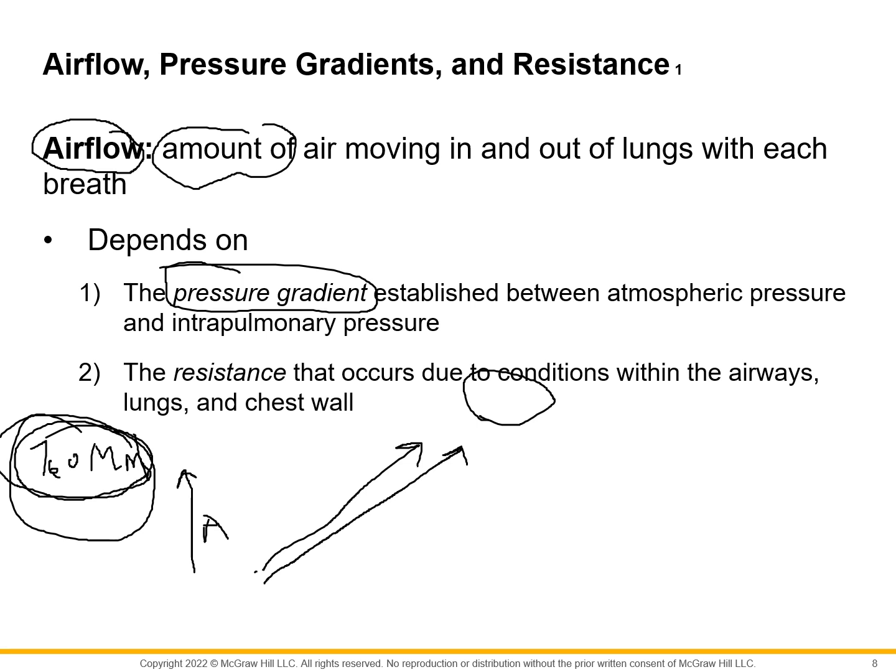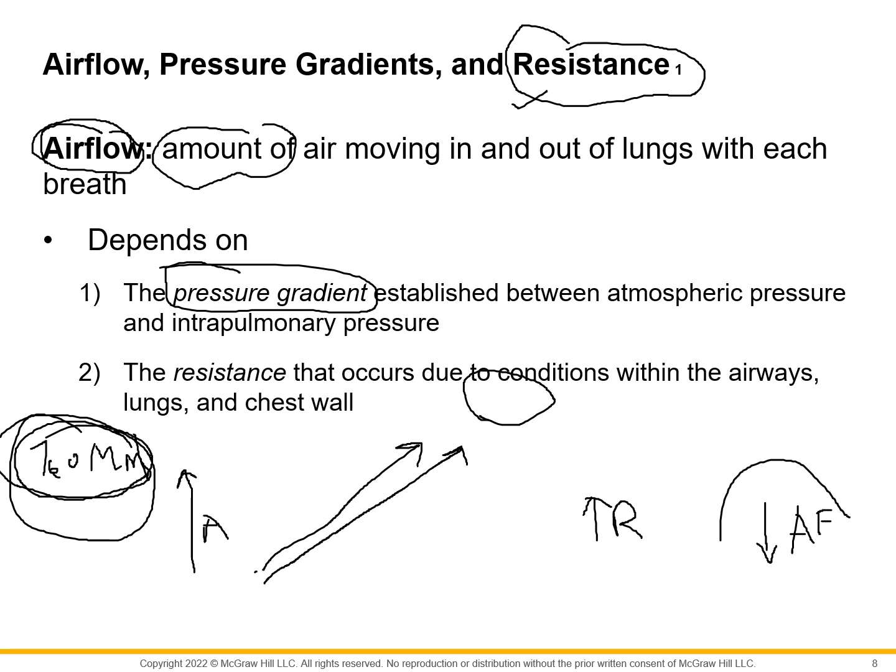Now, the next variable we're going to talk about is resistance. Resistance typically means an opposing force, right? So think about the relationship between airflow and resistance. If resistance increases, airflow decreases. We've already hashed out the airflow variable. I gave you the airplane example.